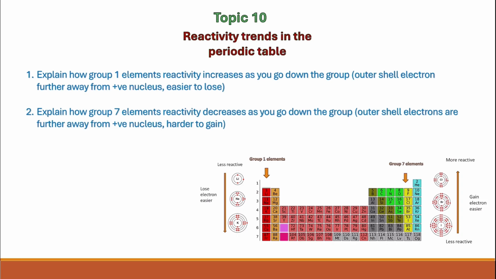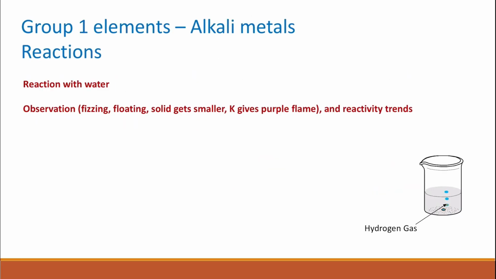The reason why is because as we go down, the radius of the atom increases, the outer shell electrons become further away from the nucleus, they are less attracted to the nucleus, and they become easier to lose. So it becomes more reactive. In terms of group 7 elements, reactivity decreases as we go down the group because, again, the same reason. So the radius increases, the outer shell electrons are further away from the positive nucleus, and it becomes harder to gain electrons.